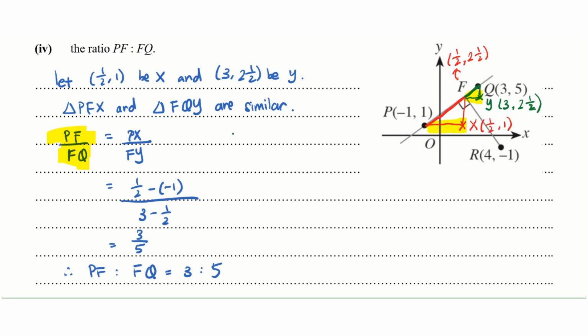I can also consider taking the ratio FX over QY, and then find out the difference in the y coordinates to determine the vertical length. The answer will definitely be the same. So therefore, my ratio for PF to FQ will be equal to 3:5.